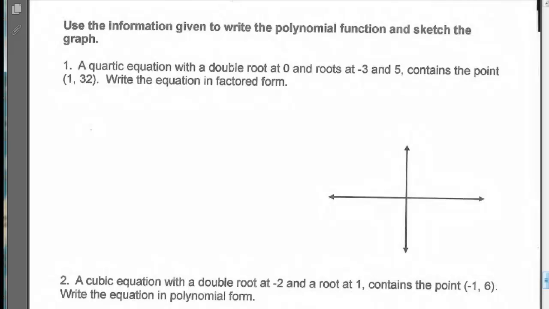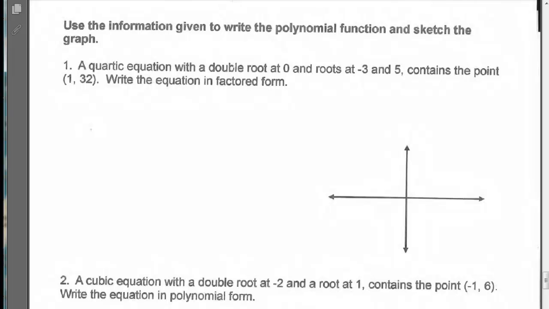We're going to use the information given to write the polynomial function and sketch the graph. A quartic function with a double root at 0 and roots at -3 and 5 contains the point (1, 32). Write the equation in factored form.